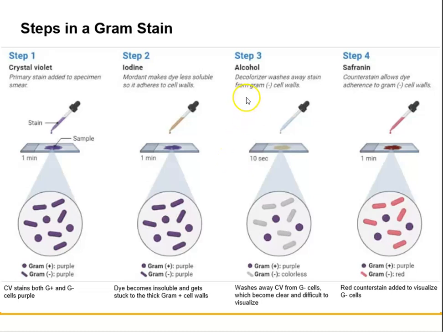Step 3, you add alcohol. This is the decolorizer. It's going to wash the primary stain away from the gram-negative cells, only the gram-negative cells. Now you can see they don't have any stain whatsoever. The gram-positives stay purple. Now we use the counterstain and stain all the gram-negatives red.